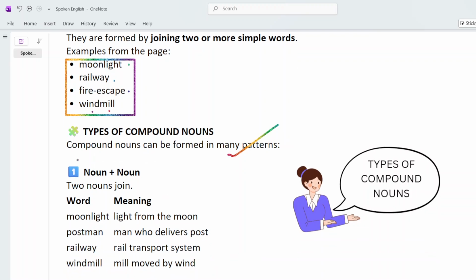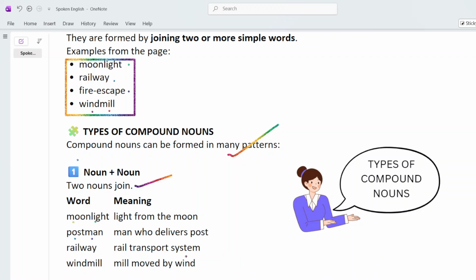Let's look at section one. Okay, so that is noun plus noun. What do you mean by noun plus noun? It's not rocket science, it's just that we are going to go ahead and join two nouns. That's it. And how? So, the word is moon and light. Obviously, light which comes out from the moon. That's it. Post and man, the man who delivers the post, right?